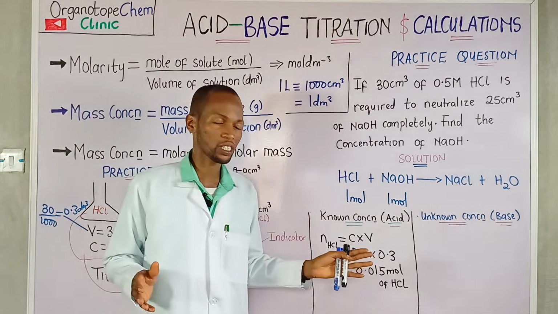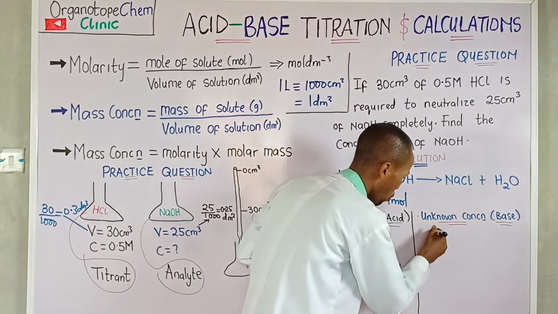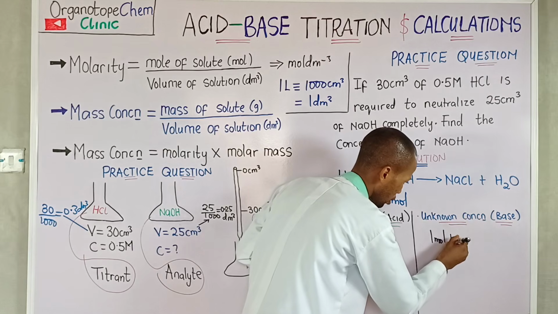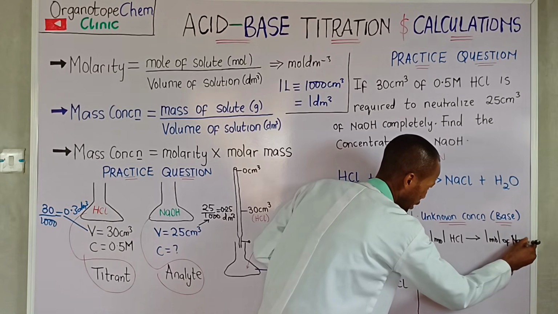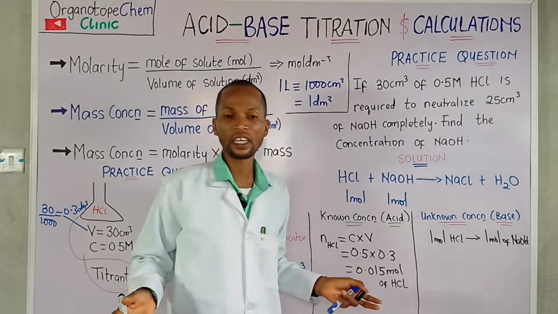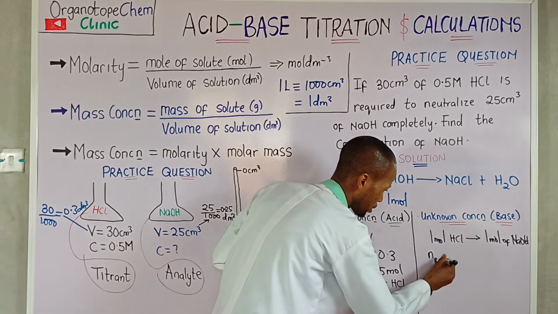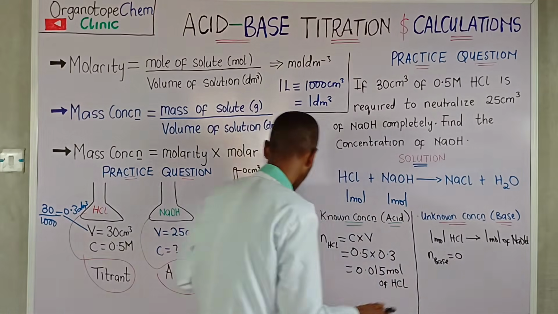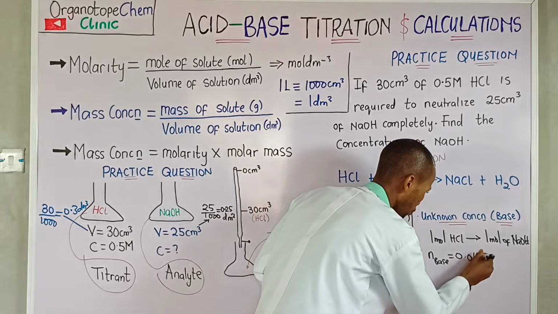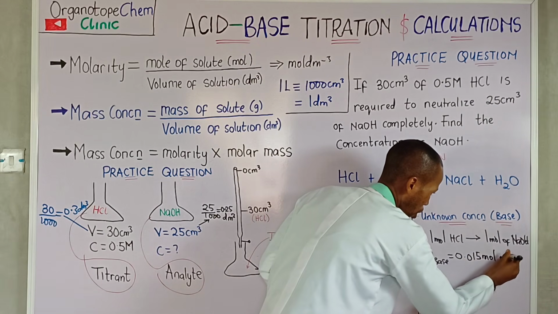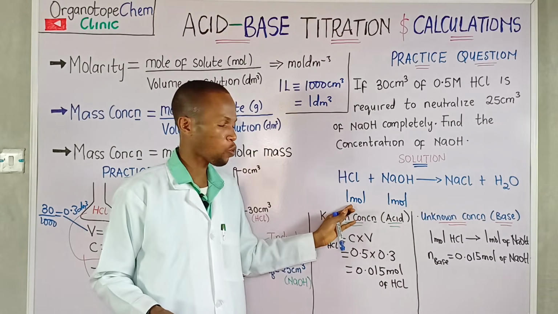In the balanced chemical equation, the ratio of the number of moles of acid to base is 1:1. So 1 mole of acid, HCl, requires 1 mole of sodium hydroxide. Therefore, since they have the same number of moles, we can equally say that the number of moles of the base, which is the sodium hydroxide, is equal to the number of moles of the acid, 0.015 mole of sodium hydroxide. This can be deduced from the stoichiometric ratio 1:1.